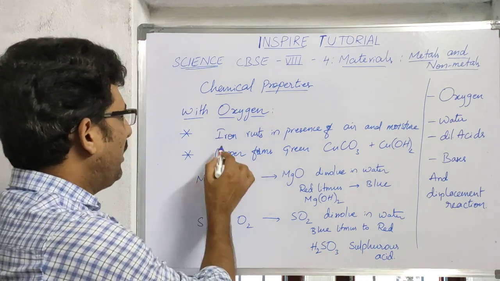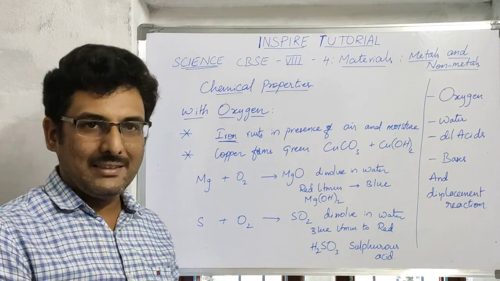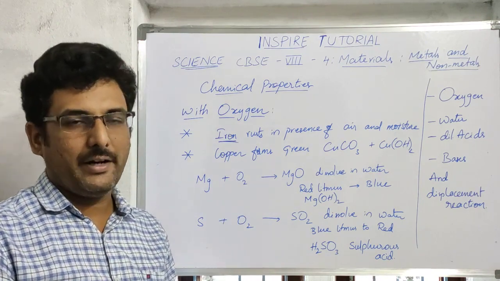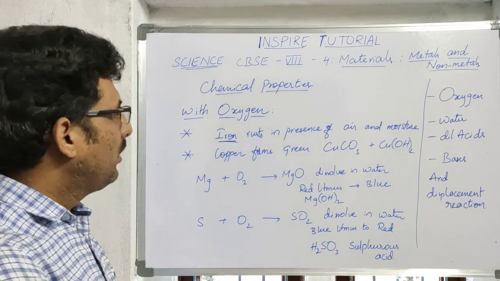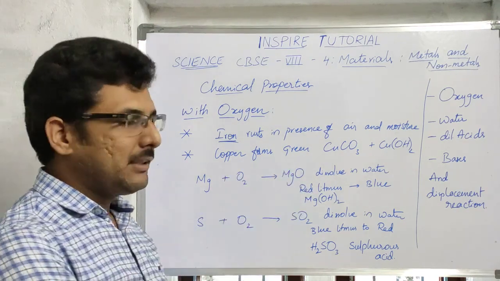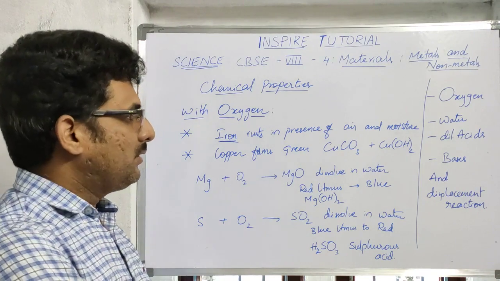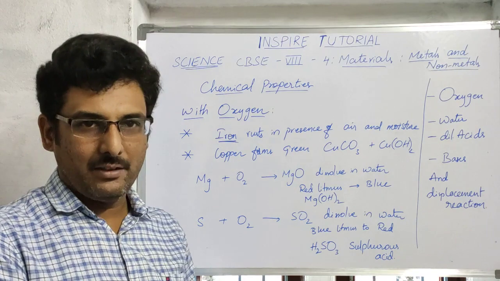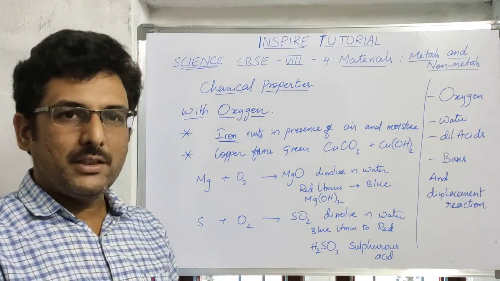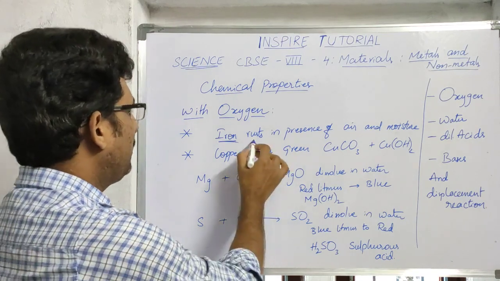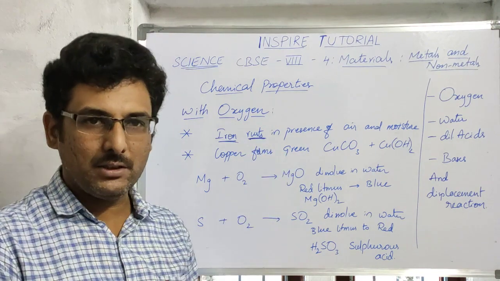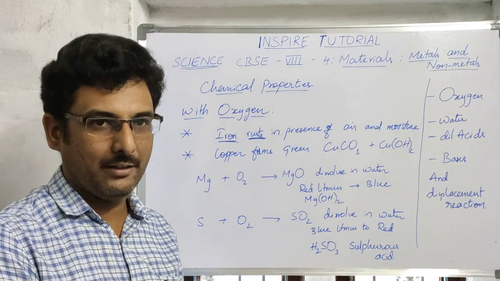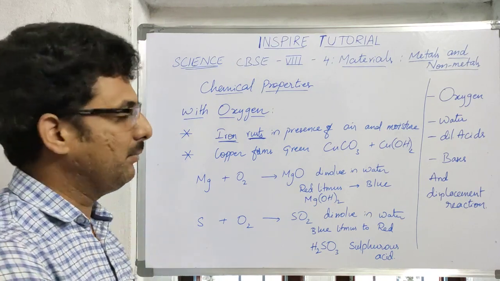See, for example, iron is a metal and it rusts in presence of oxygen and moisture. We all know that. So here iron reacts with oxygen in presence of moist air to give rust. That is nothing but iron oxide, or we call it ferric oxide. The rust is a reddish brown substance which is nothing but ferric oxide. Rust is ferric oxide.